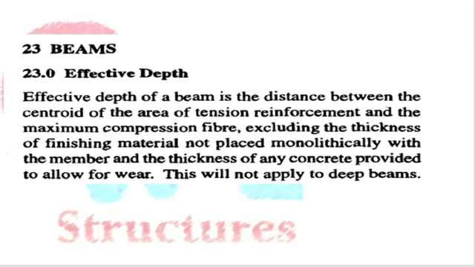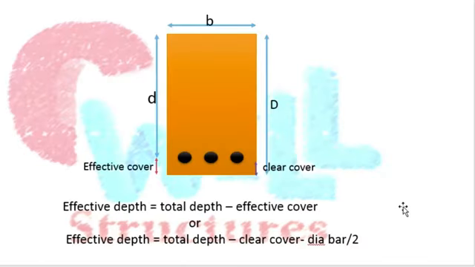In this diagram, you can see one cross section of a singly reinforced beam. Capital D is the total depth, small d is the effective depth, B is the effective width. Here it is given as effective cover and clear cover. So your calculation of effective depth will be the total depth minus effective cover, or if you are given the clear cover, then effective depth is equal to the total depth minus clear cover minus the diameter of bar which we have provided in the tension reinforcement divided by 2.